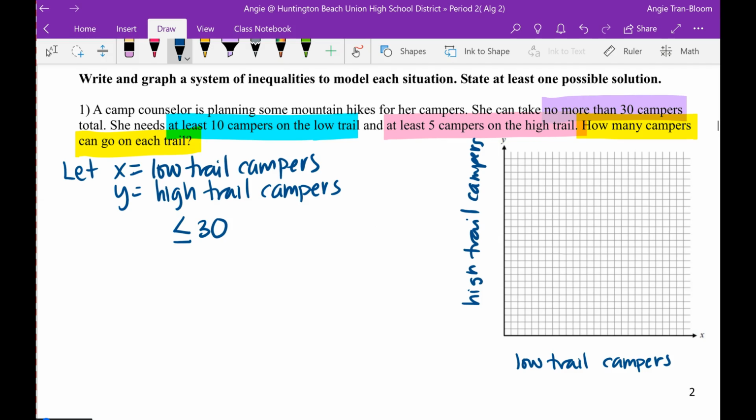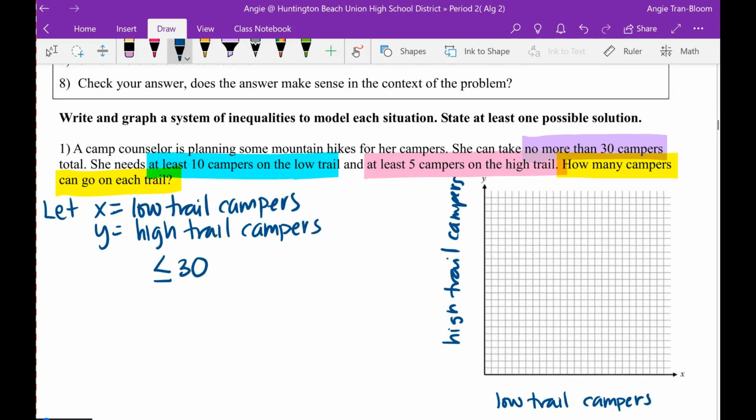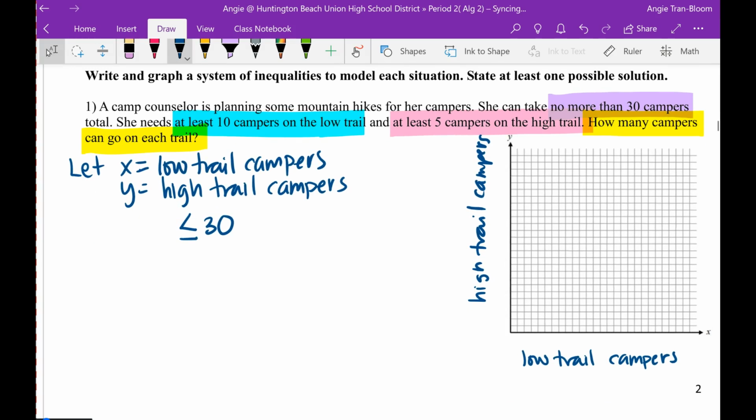Not 10x plus 5y. Remember, the number of campers has to be less than or equal to 30. What does x represent? The low trail, right? What does y represent? High. So what makes up less than or equal to 30? Right. X plus y cannot be any bigger than 30 people total.